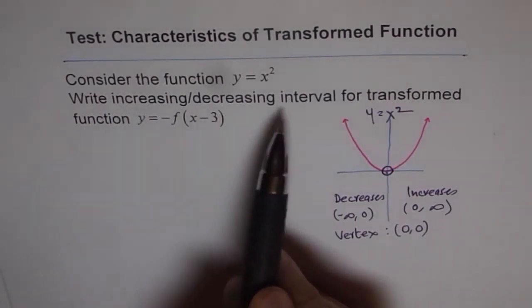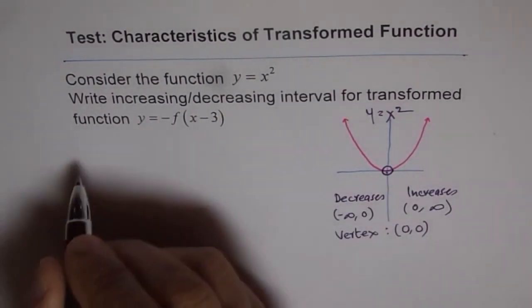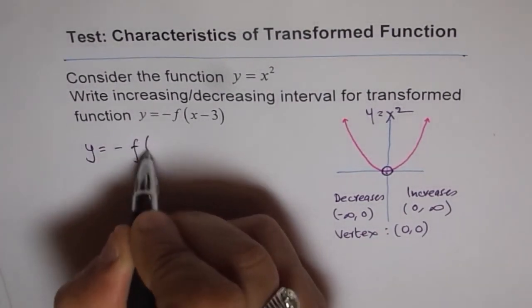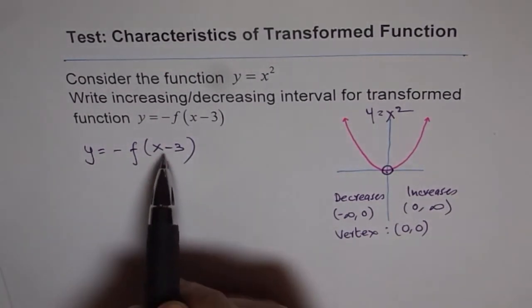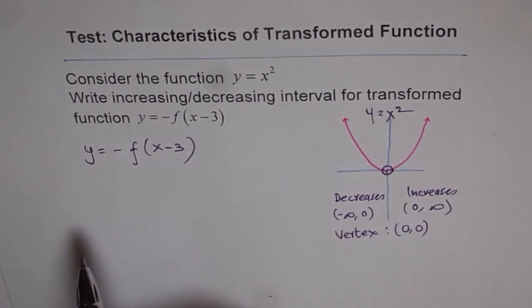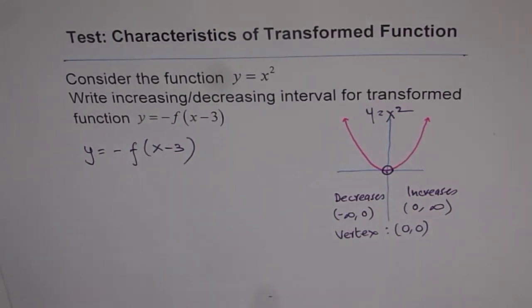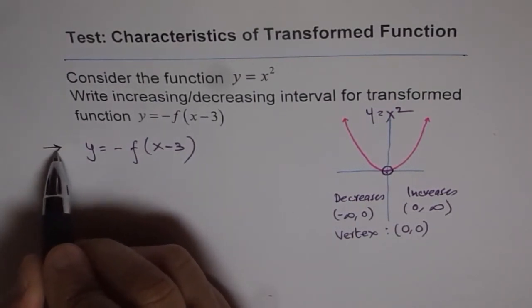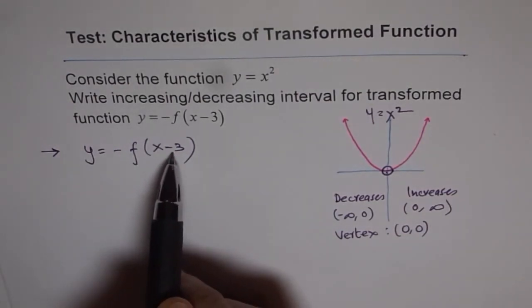Write the increasing and decreasing intervals for the transformed function y equals, let me rewrite it here, y equals minus f of x minus 3. Now there is no need to substitute this there and get into complications. We know and understand transformation. Now what does this function indicate? This function indicates reflection on the x-axis, right, and 3 units to the right.